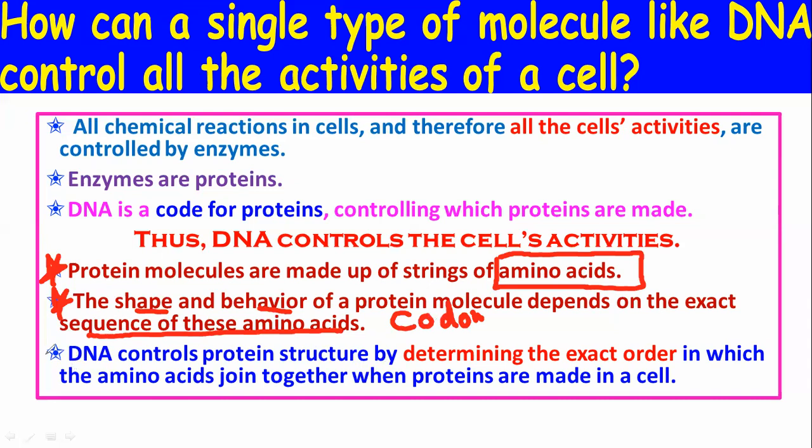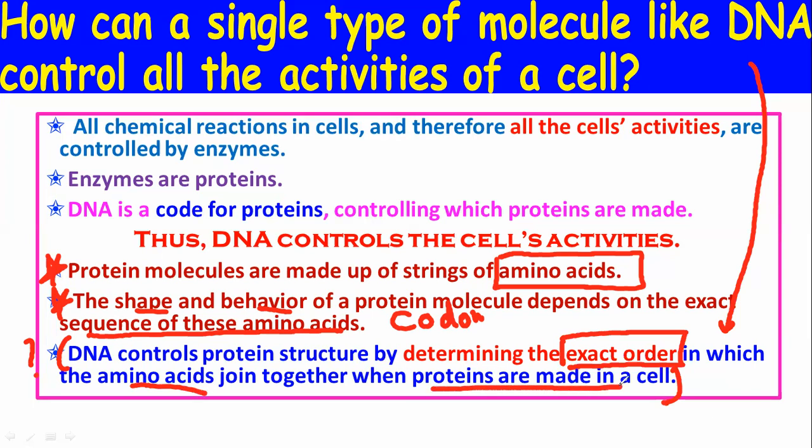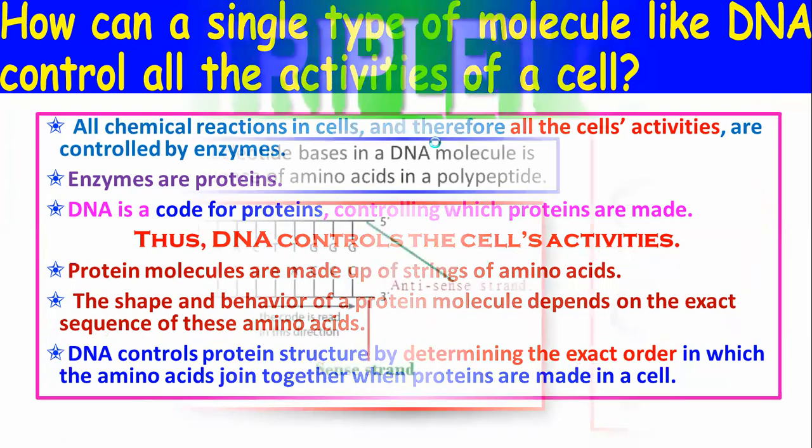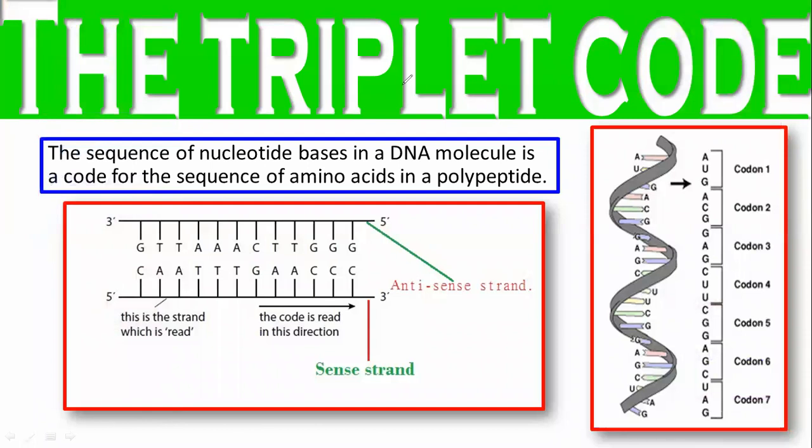So basically, what does DNA do then? Here the answer comes for this question. DNA is going to basically control the protein structure by determining the exact order in which the amino acids must join together when proteins are made in a cell. We are going to discuss that in detail again, how it's going to make. First of all, you need to remember the triplet code, which we use the term codon for. So the sequence of nucleotides in a DNA molecule is basically a code for the sequence of what? For amino acids in a polypeptide.